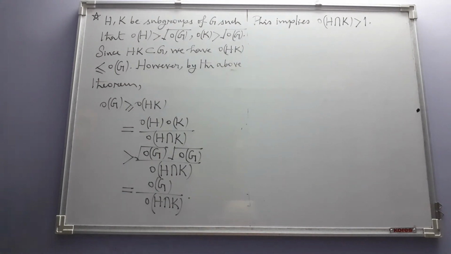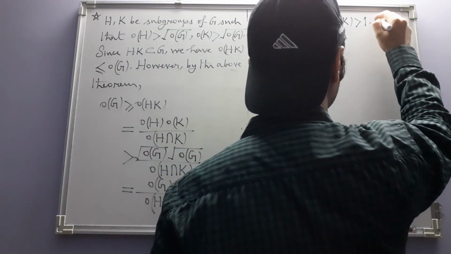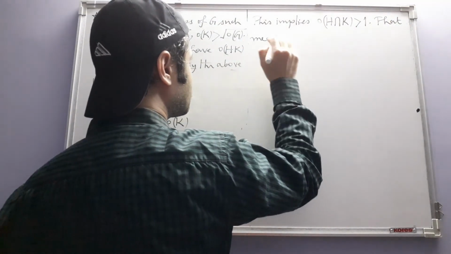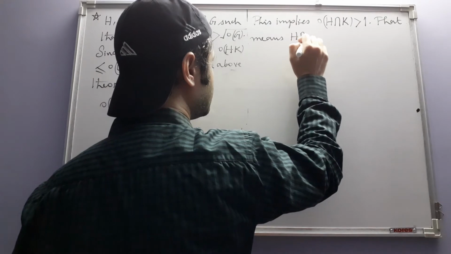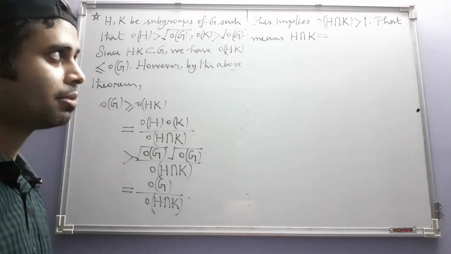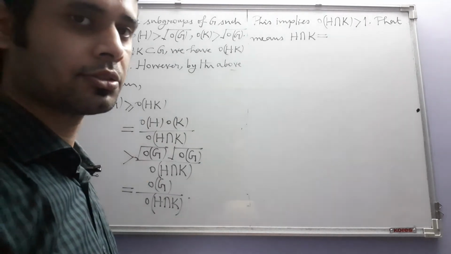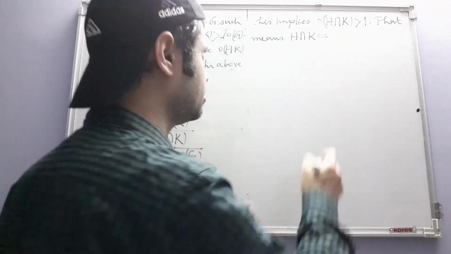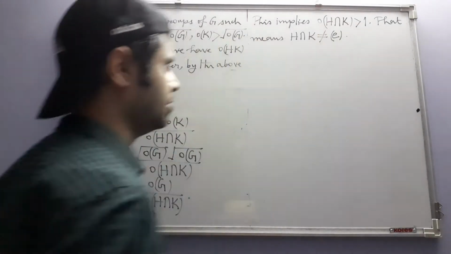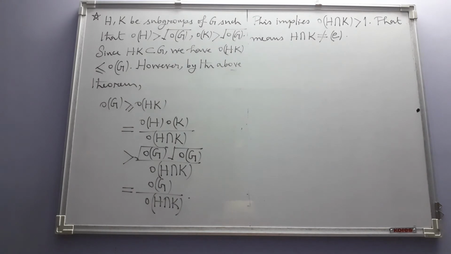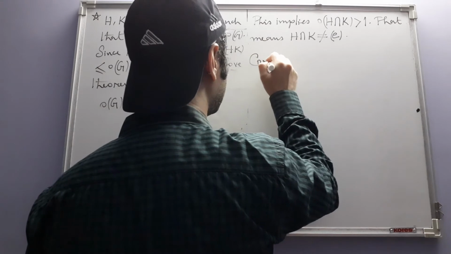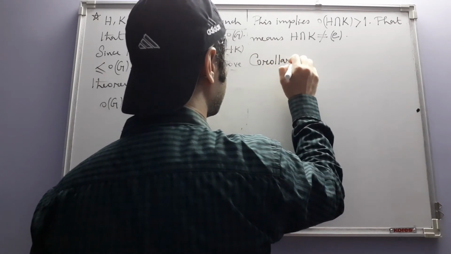Okay, that means H intersection K already has one element, that is the identity element, but now the order is greater than 1, so that means there should be a non-identity element. It cannot be equal to the trivial group consisting of the identity element, and we have thus proved a corollary to that previous theorem. This is the corollary.